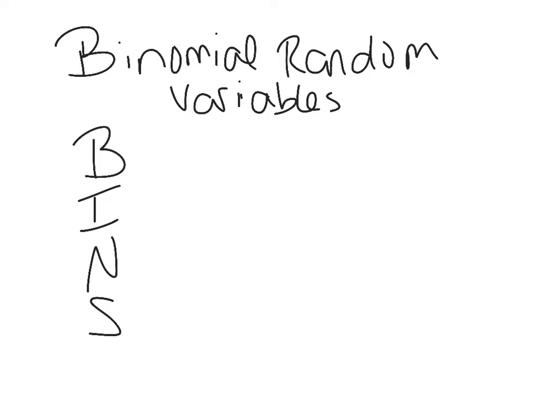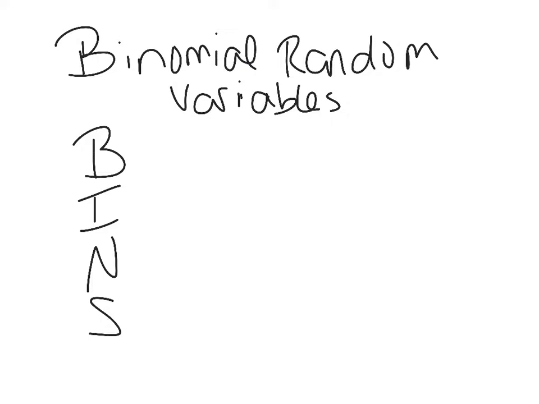Okay, so in this section, we're going to be looking at what are called binomial random variables as well as geometric random variables. And the first thing you're going to need to do is to be able to determine whether it is a binomial random variable. To do that, you're going to use what's called the bins method.